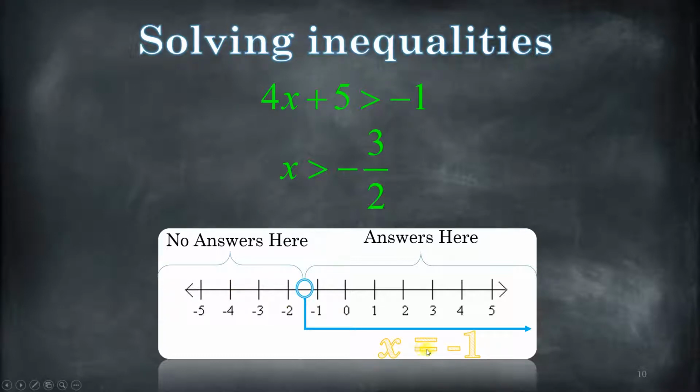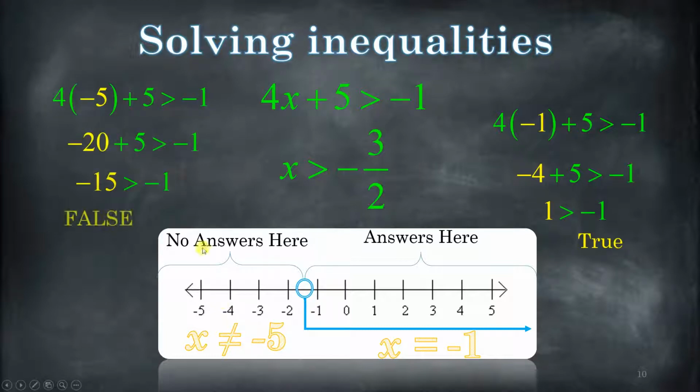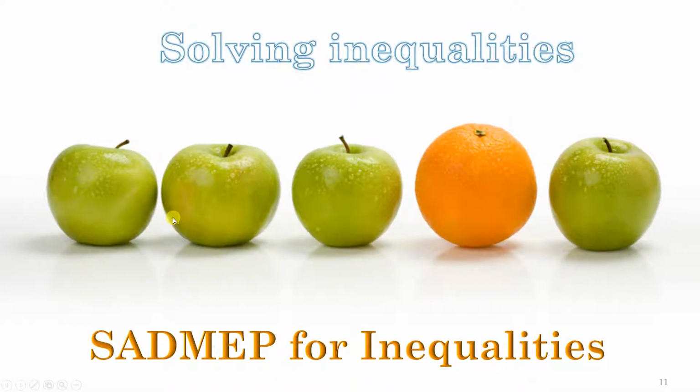So let's try an example. Let's say x is equal to -1. If we plug -1 in, we're going to get something that's true. See? -1 is greater than -3/2. That's true. Whereas if we take a number that's over here where we don't have our shading and we plug it in, we're going to find out that we get something that's false, like -15 is greater than -1. That doesn't work, right?